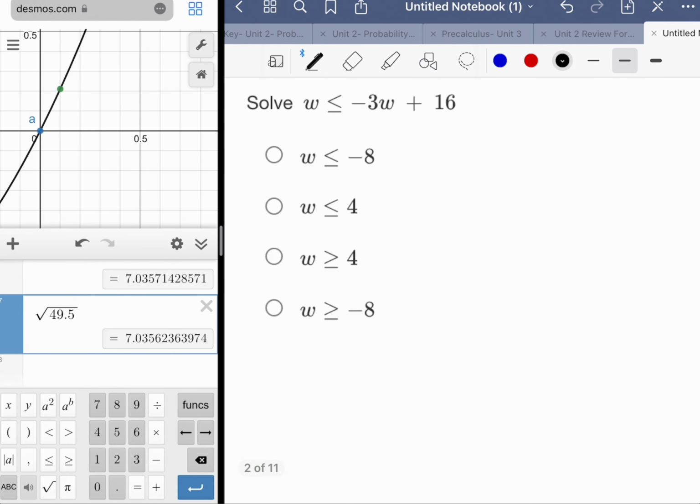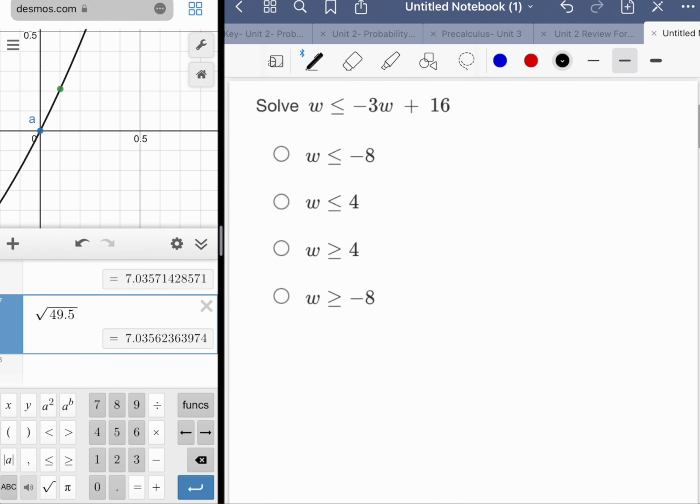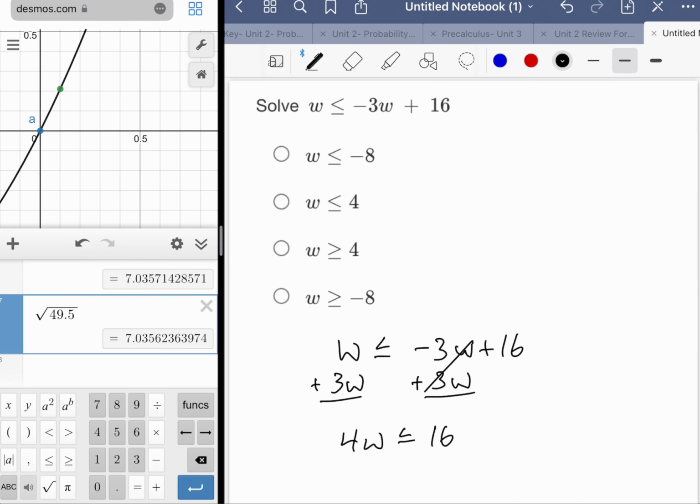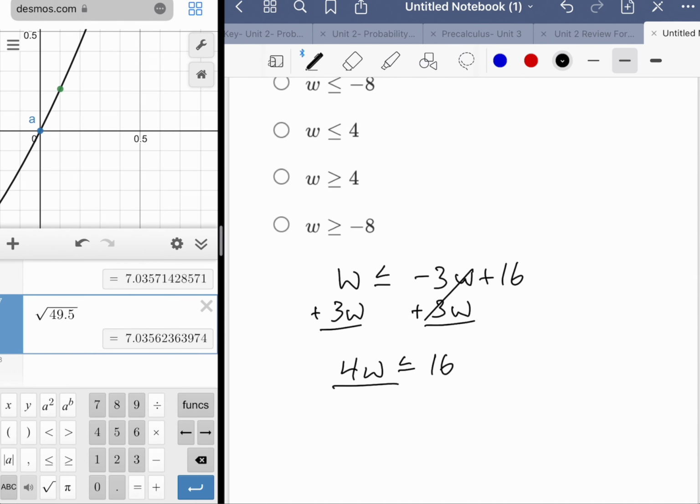Number 2, solving the linear inequality. Again, w less than or equal to negative 3w plus 16. I'm going to add 3w to both sides. So I'm looking at 4w less than or equal to 16. So divide by 4, divide by 4. And you get w less than or equal to 4. All right, so it's a nice, easy one.